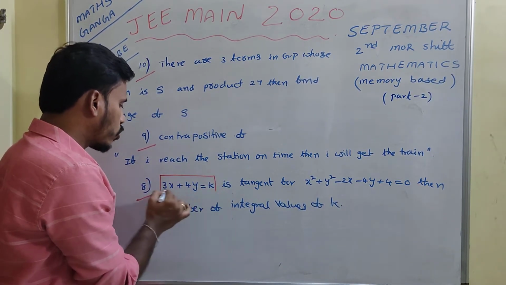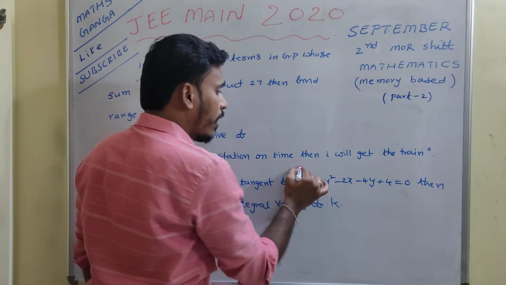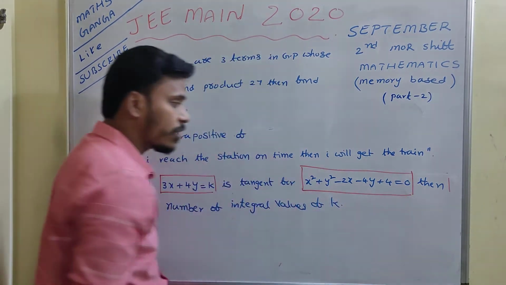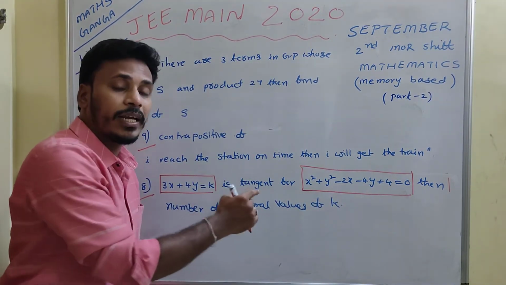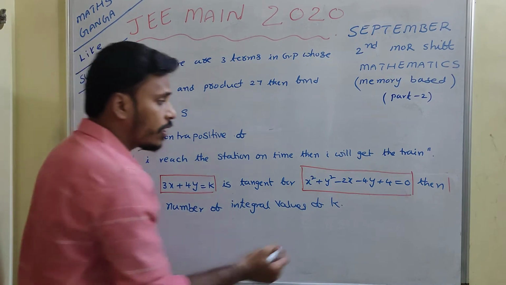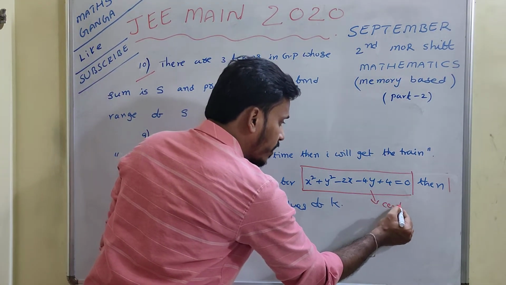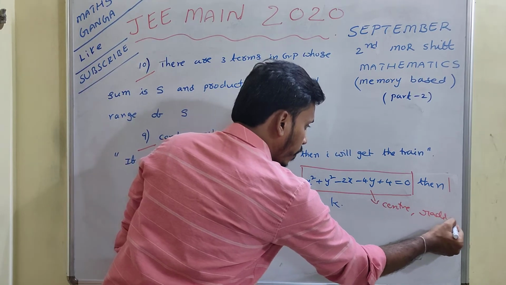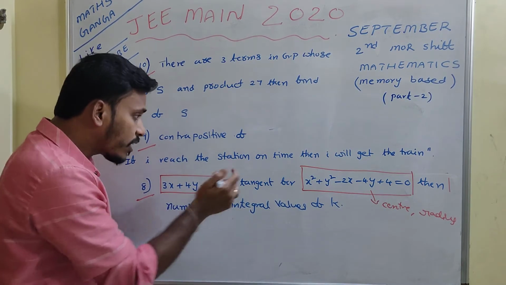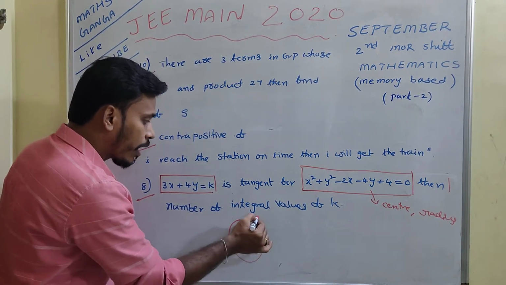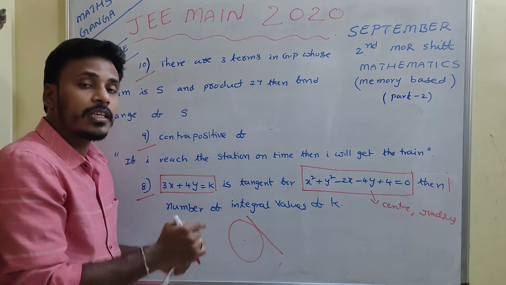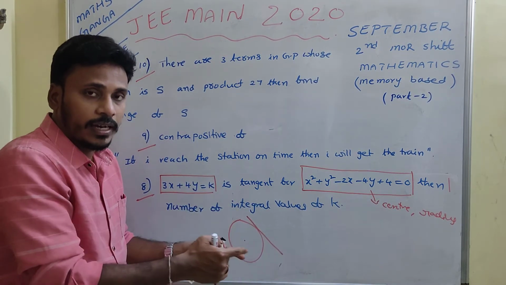3x plus 4y equals k is a tangent for the circle x square plus y square minus 2x minus 4y plus 4 equals 0. Then we need to find the number of integral values of k. Since this line is a tangent for the circle, easily we will calculate the center and radius. Usually people will do the distance from center to the line equal to the radius, and then we will get the values of k.